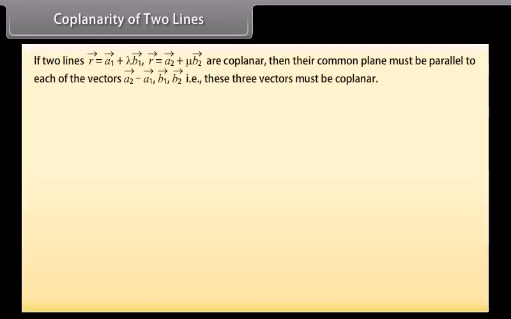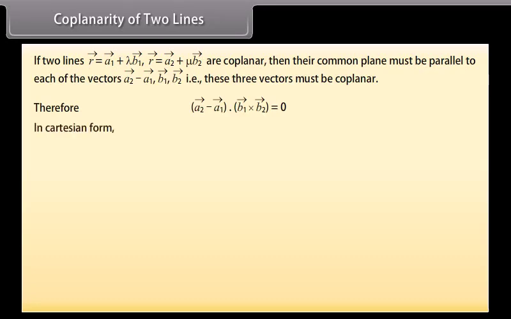Coplanarity of two lines. If two lines, vector r equals vector a1 plus lambda vector b1 and vector r equals vector a2 plus mu vector b2, are coplanar, then their common plane must be parallel to each of the vectors vector a2 minus vector a1, vector b1, vector b2. That is, these three vectors must be coplanar. Therefore, the dot product of (vector a2 minus vector a1) and the cross product of vector b1 and vector b2 equals 0.